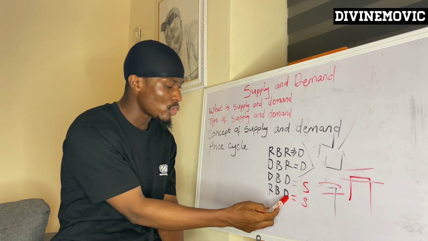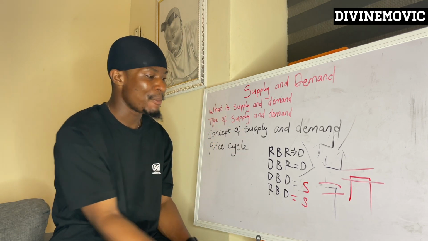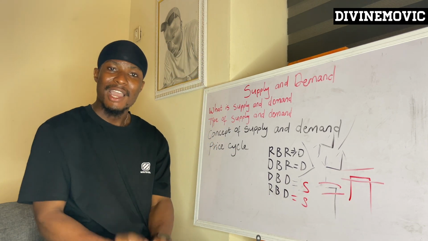Now, have rally, base, drop. Price rallied up, based, and dropped. That means it's a reversal pattern. A price that was going up went into a base phase and then dropped. Are we clear?